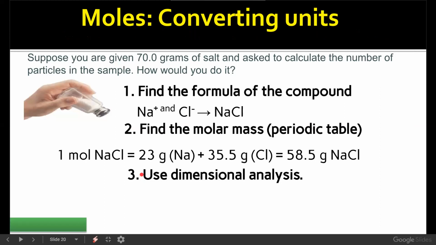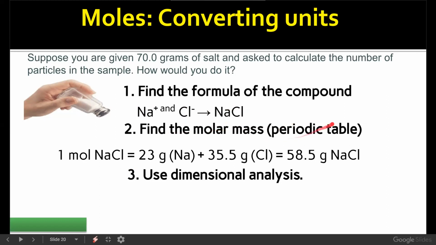So now what we're going to be doing is converting a couple of these in multiple steps. Suppose you're given 70 grams of salt and asked to calculate the number of particles in the sample. How would we do this? Well, the first thing we have to do is figure out the formula of the compound. In this case, we have Na with a +1 charge and Cl with a -1 charge, and luckily they cancel out, so it's really simple. It's NaCl.